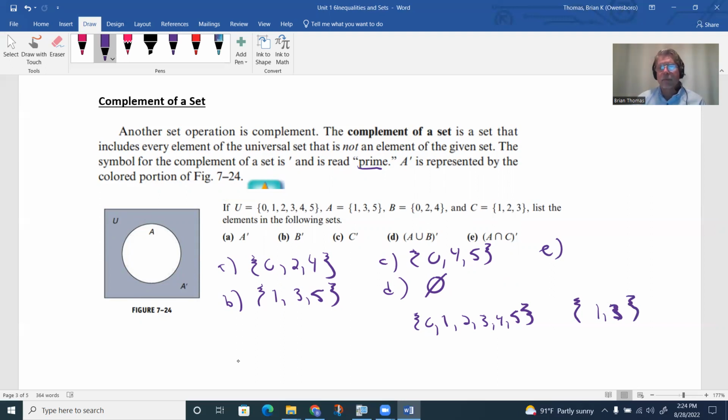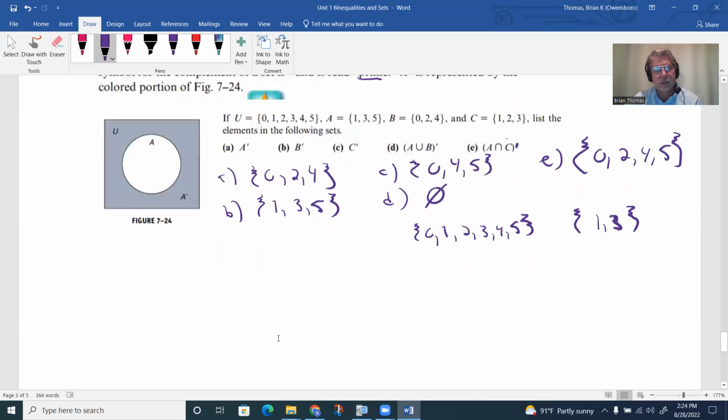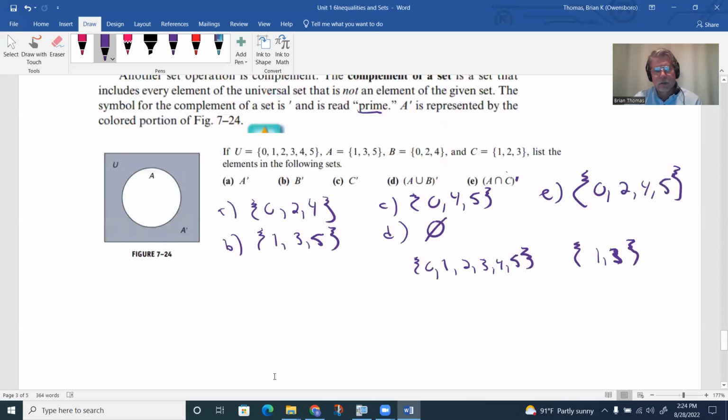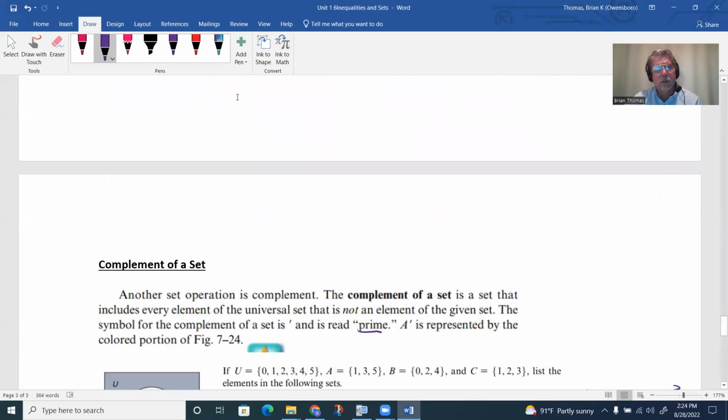So the complement, because we have this little prime symbol here, means what's in U that we don't have here. So if we wrote down 1, 3, we'll write everything but 1 and 3. So it's going to be the set of 0, 2, 4, and 5. So that would be the complement of A intersection C. So that tells you a little bit about some set notation. All righty. So that concludes my lesson on inequalities and sets.